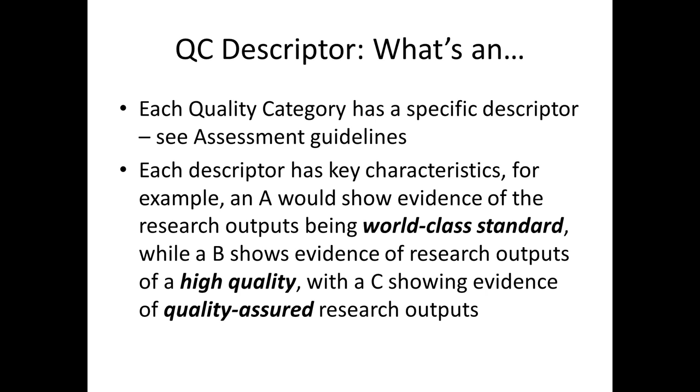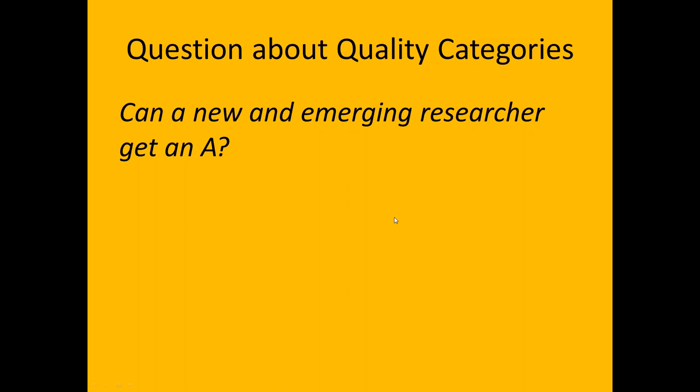Can a new and emerging researcher get an A? Yes, they can. This question has come up a few times, and a new and emerging researcher can get an A, they can get a B. They just have to meet the same standard as anybody else for an A and a B. Again, it's a standards-based assessment. The only difference for a new and emerging researcher is around the CNE quality category, where allowance is given for little or no research contributions within the assessment period. That's the only difference.